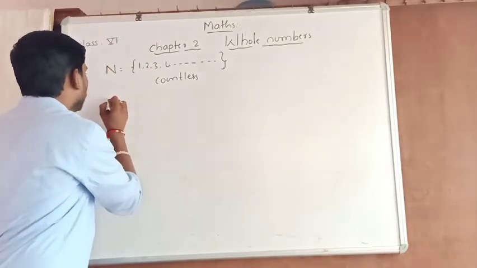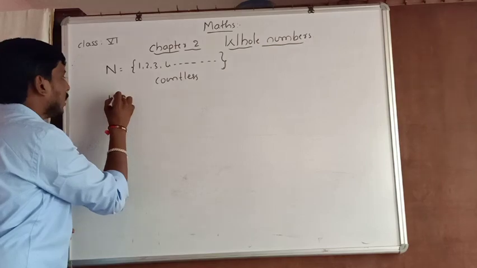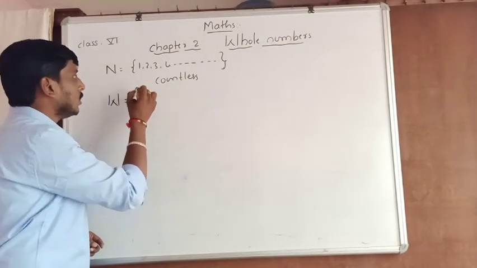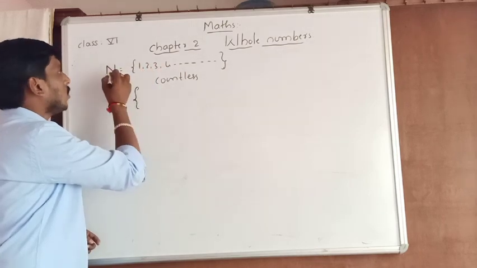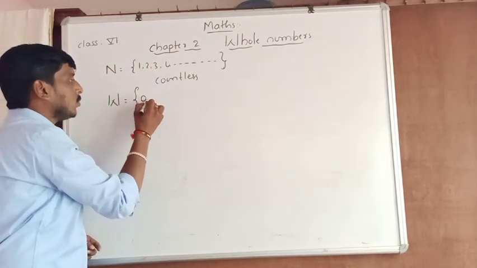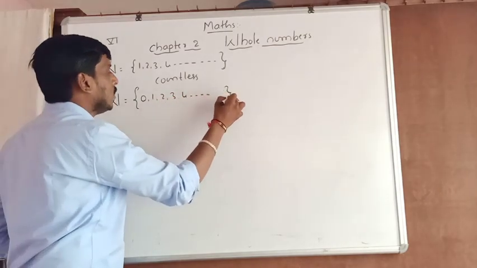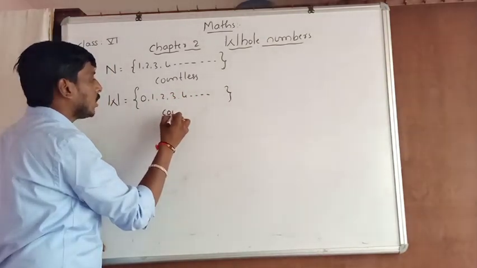Okay. So whole number. What do you mean by whole number? Indicated by the capital letter W. So what does it mean by whole number? The numbers that start from 1 are called natural numbers. The numbers that start from 0 are called whole numbers. Here whole numbers are also countless.